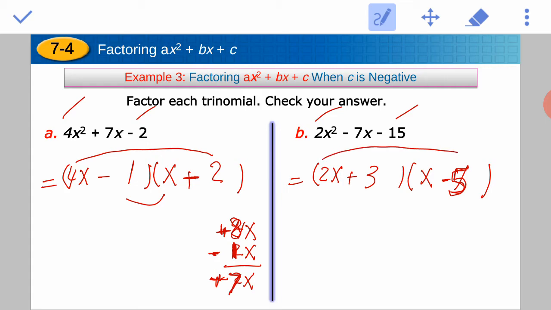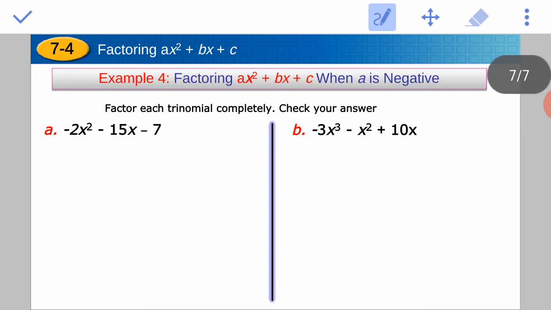Now let me try the outer and the inner. 2x times negative 5, it's negative 10x. The inner, plus 3 times x, it's a plus 3x. The sum of these two terms is negative 7x, and this is exactly my middle term. So this method of factoring is the perfect way to factor this trinomial.